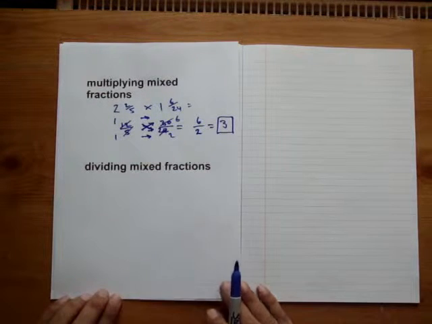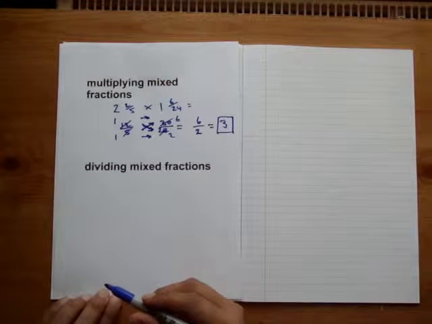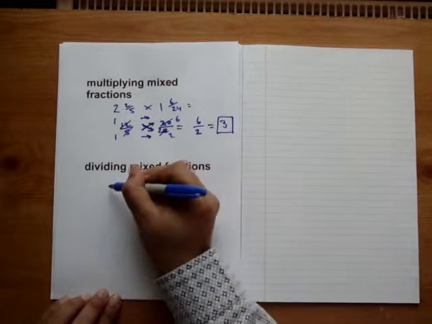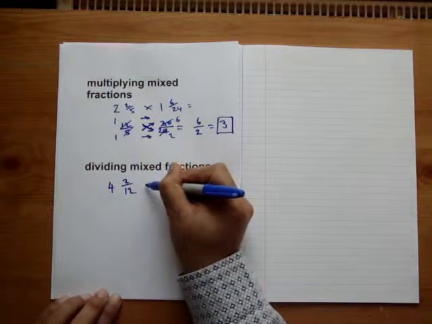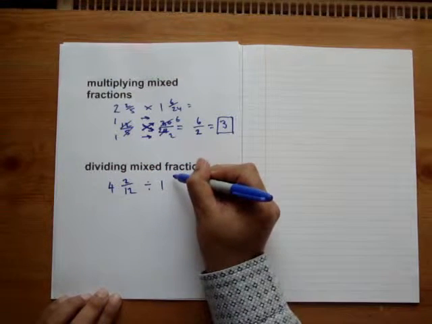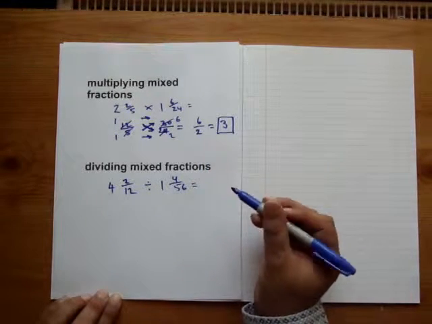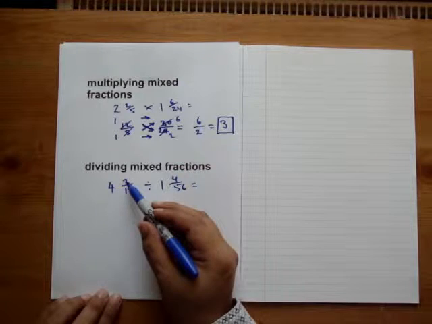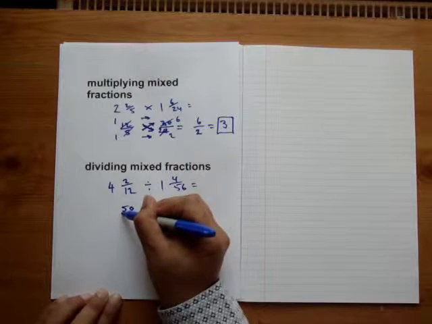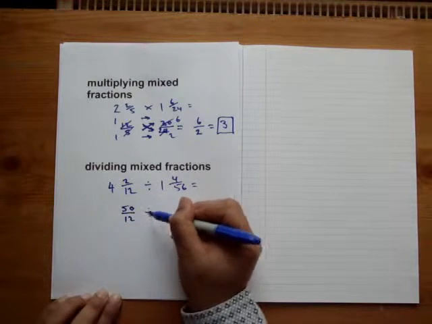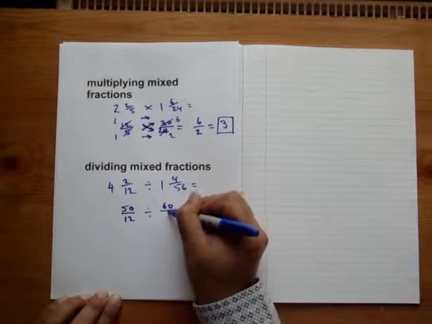Dividing mixed fractions, again, we do the same as multiplication: make it into an improper fraction, then carry out the operation. So 4 and 2 over 12 divided by 1 and 4 over 56. Make it into an improper fraction. 12 times 4, 48, plus 2, 50. 56 times 1, 56 plus that 4 gives you 60.